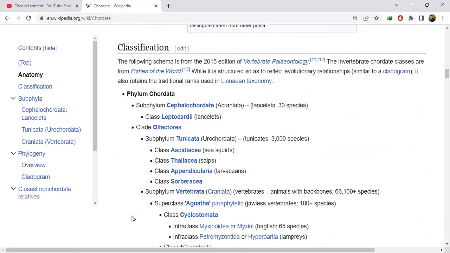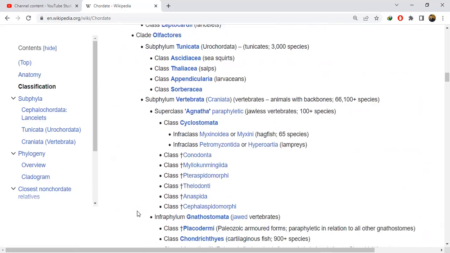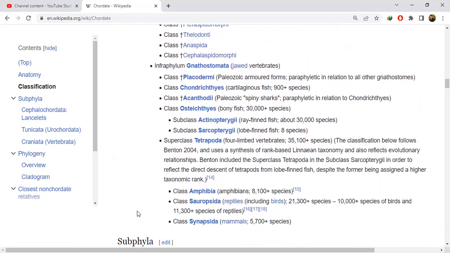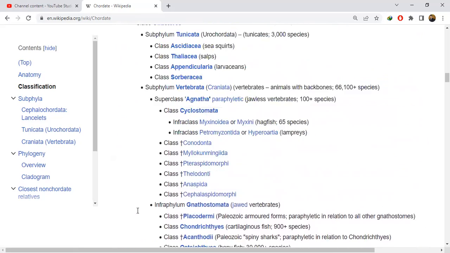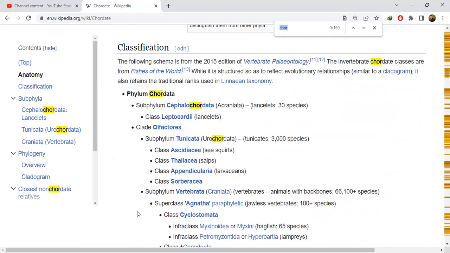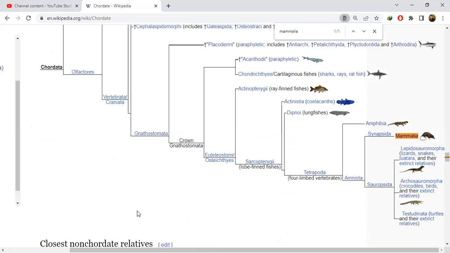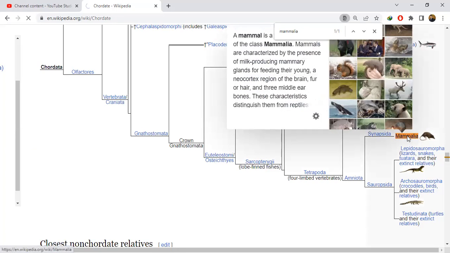In the phylum Chordata, there are many classes. You can see the classes, correct? Yes, sir. There are many classes there. My class is Mammalia. I am going to the Mammalia.